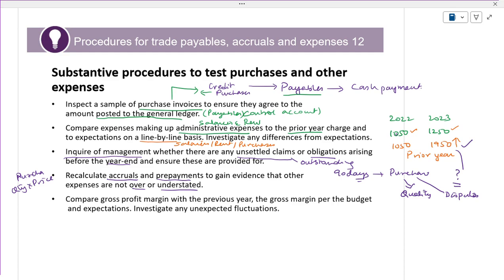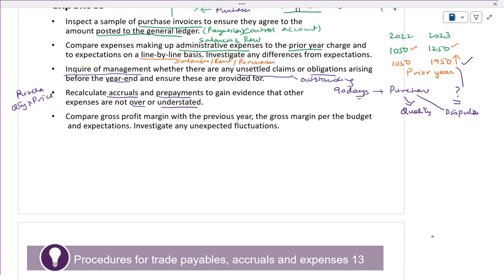Where do the purchases come from when you are talking about the sales? Sales minus cost of sales gives you gross profit. What is the cost of sales? The cost of sales is opening inventory plus purchases minus closing inventory. The major area is what? Purchases.